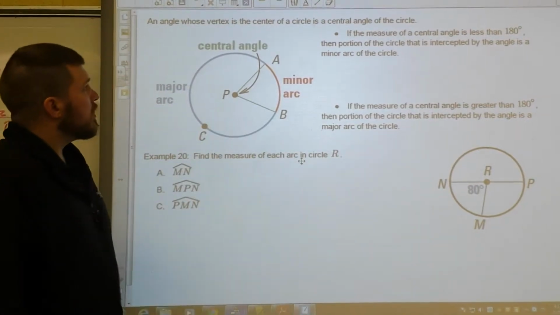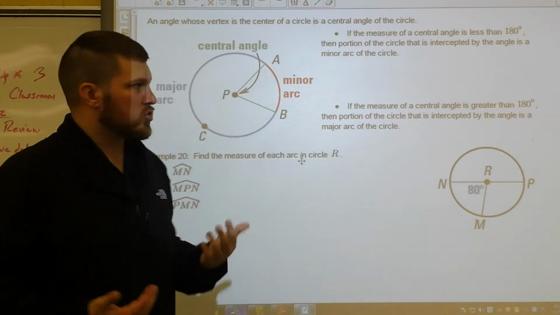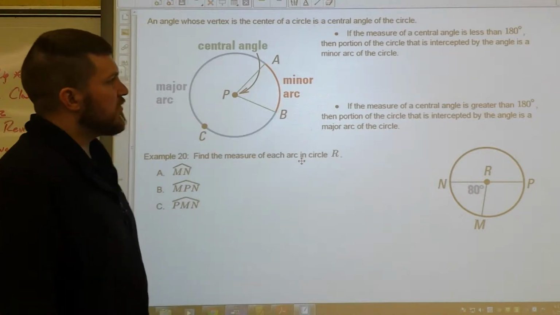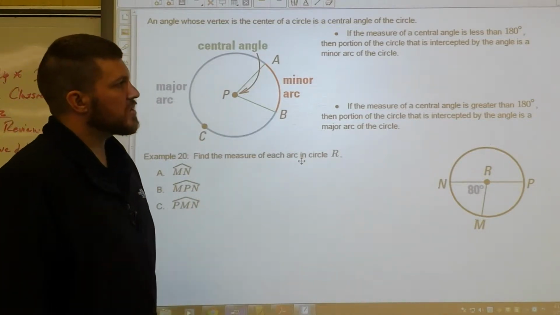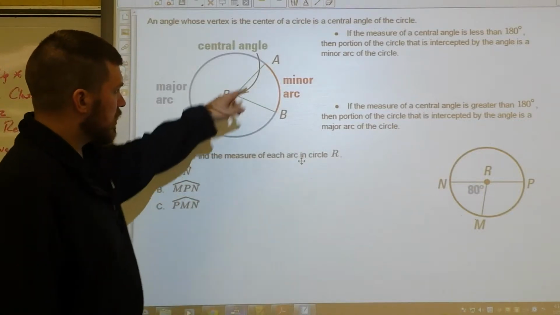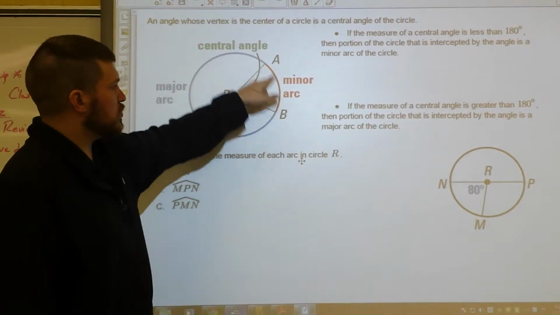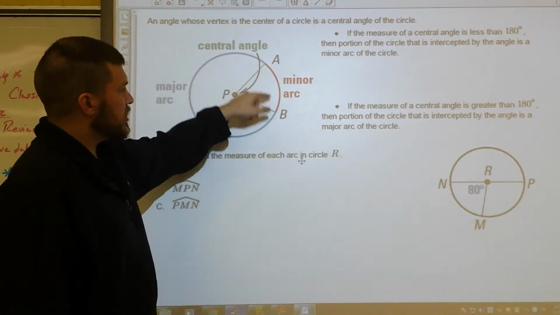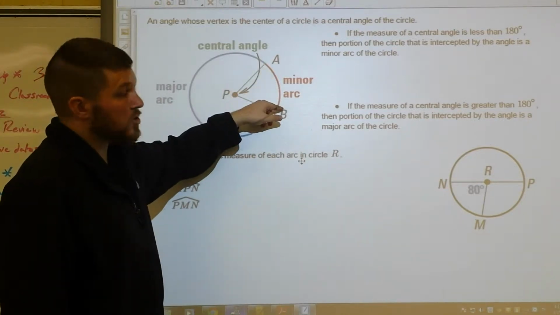So an angle whose vertex is the center of a circle is obviously called a central angle. Center, central, okay? Kind of makes sense. If the measure of a central angle is less than 180, then the portion of the circle that's intersected by the angle is called a minor arc. So we know all the way across, halfway of a circle is 180. You should know that because an entire circle is 360.